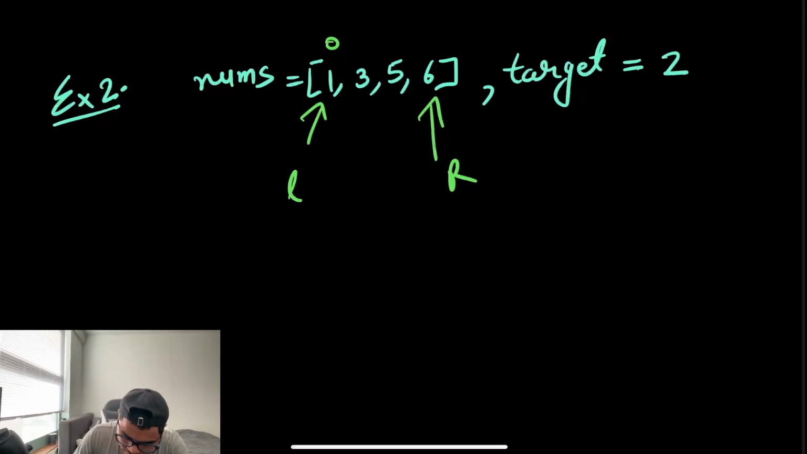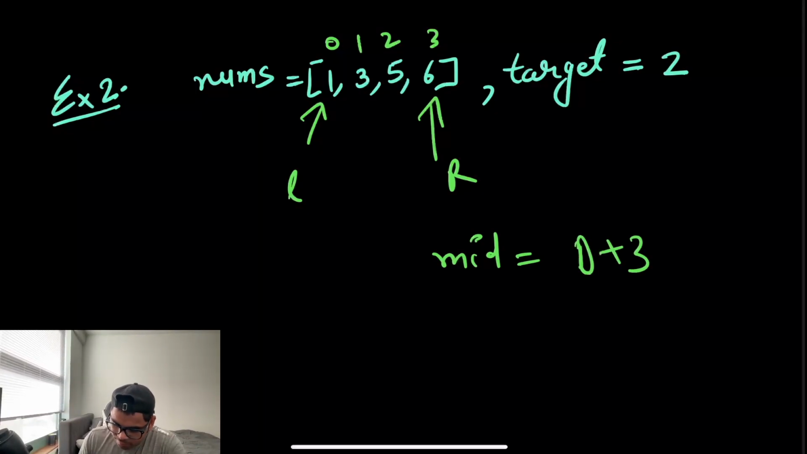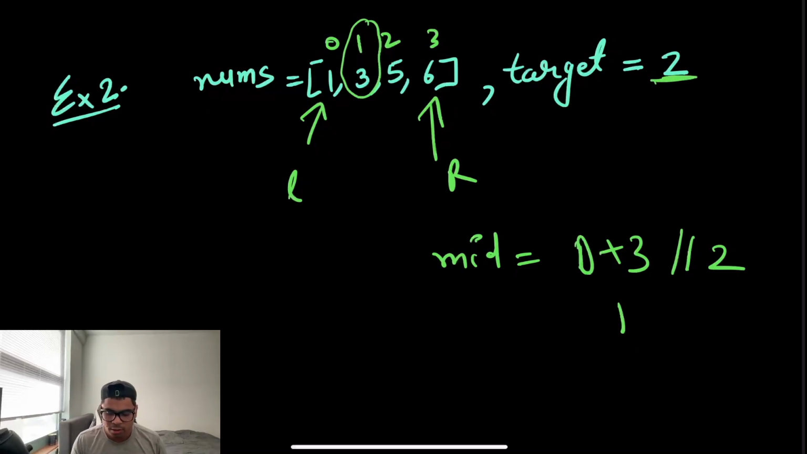Our indexes are 0, 1, 2, 3. Now let's find the mid. Mid would be 1 in first case. So 0 plus 3 divided by 2 is 1. So if this is the mid, I see that this is not equal to 2, but I know my target is smaller than 3. That means it should occur in the left half, right? It should occur in the left half.